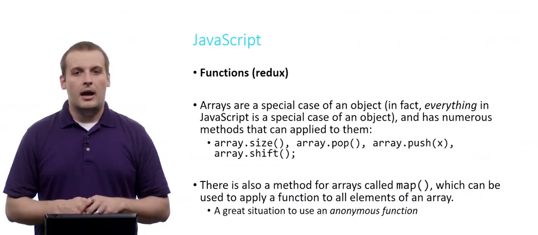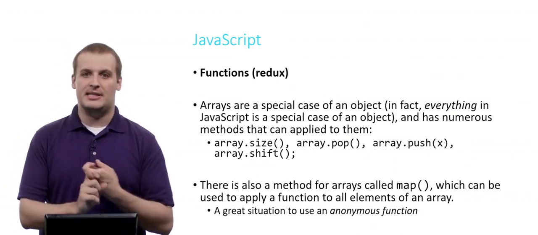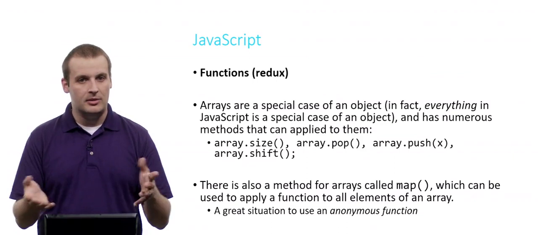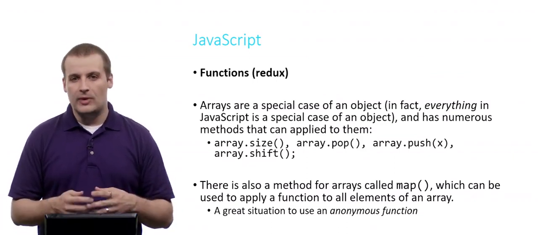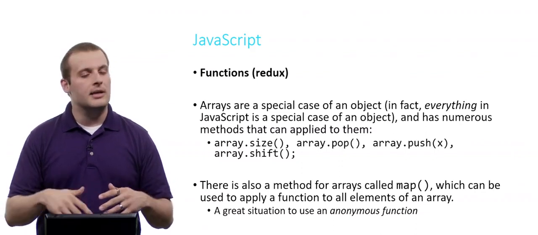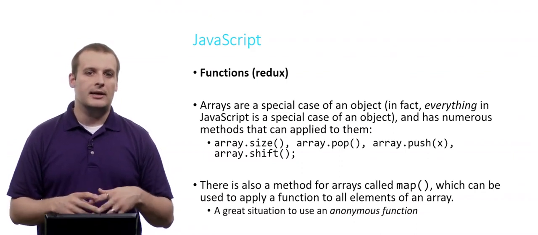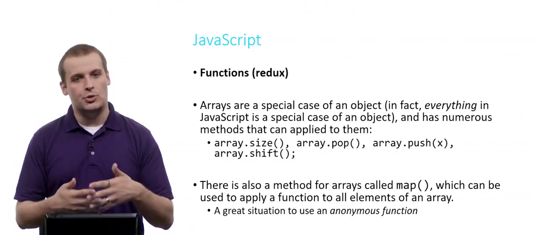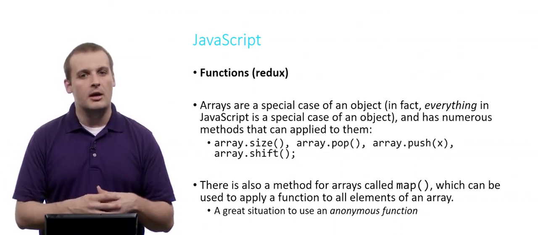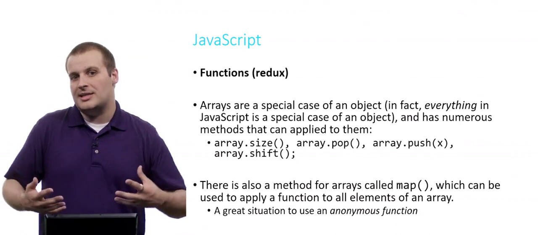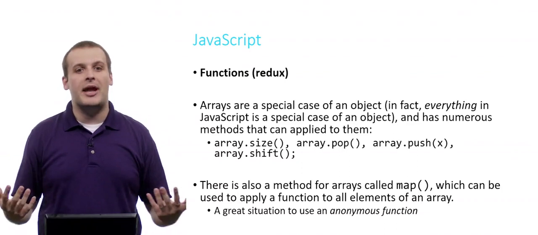So arrays are actually a special case of an object. And actually in JavaScript, everything is a special case of an object. Any variable, var x equals 44, that's an object that just happens to have one property. Arrays are an object that happens to have a number of properties and also some methods that can be applied to them. So we can call the size method, or pop, or push, or shift. I'll leave it to you to do some research into what those different things are. But suffice it to say that they are functions that are so baked into what it means to be an array that we can just call them without having to write them in the first place.